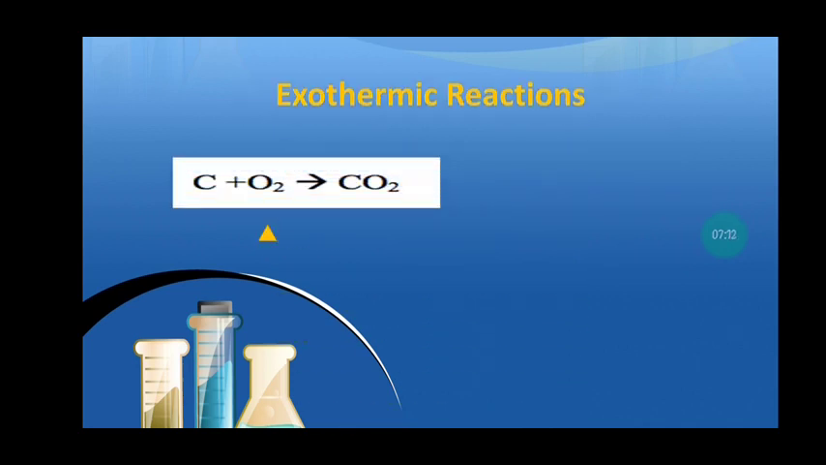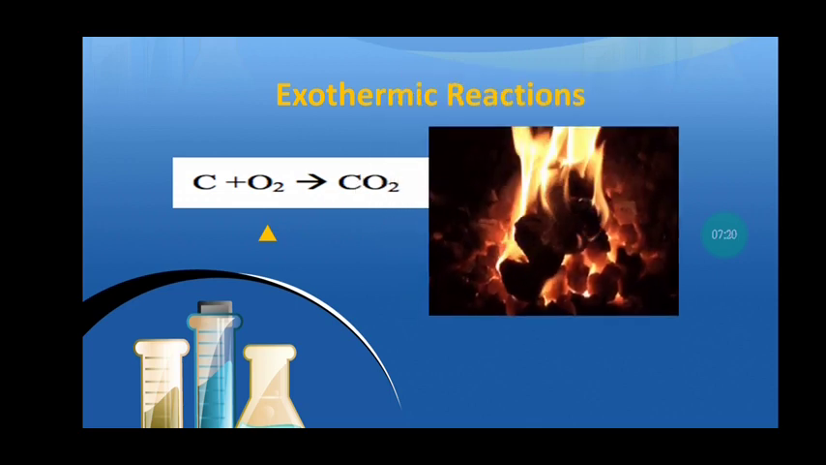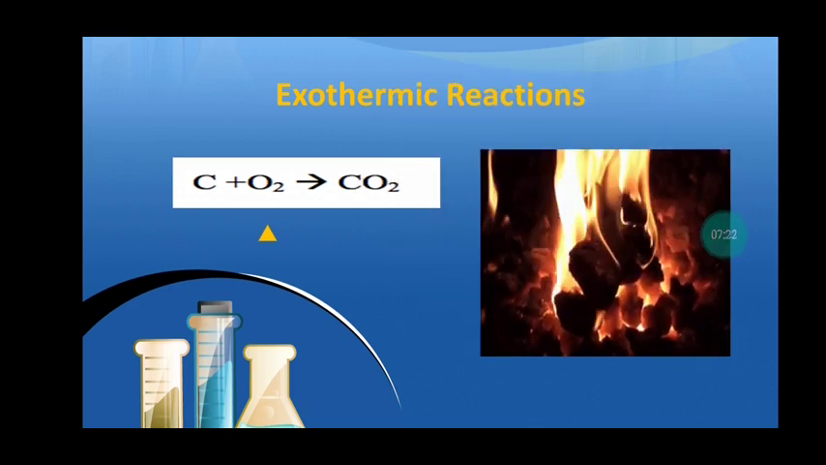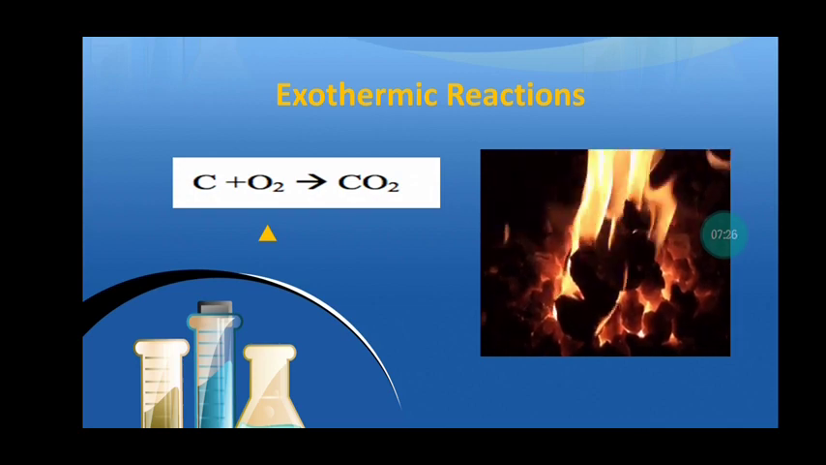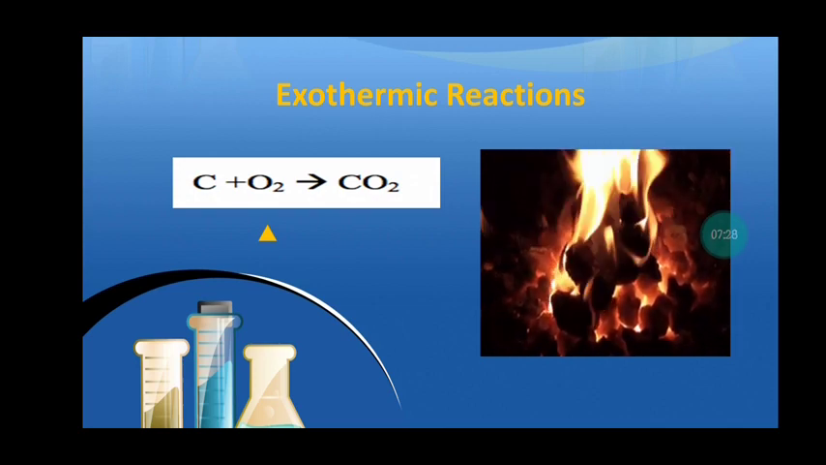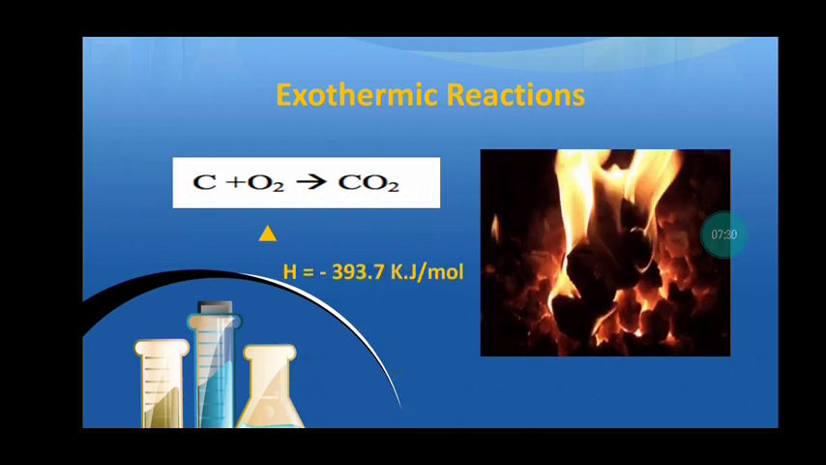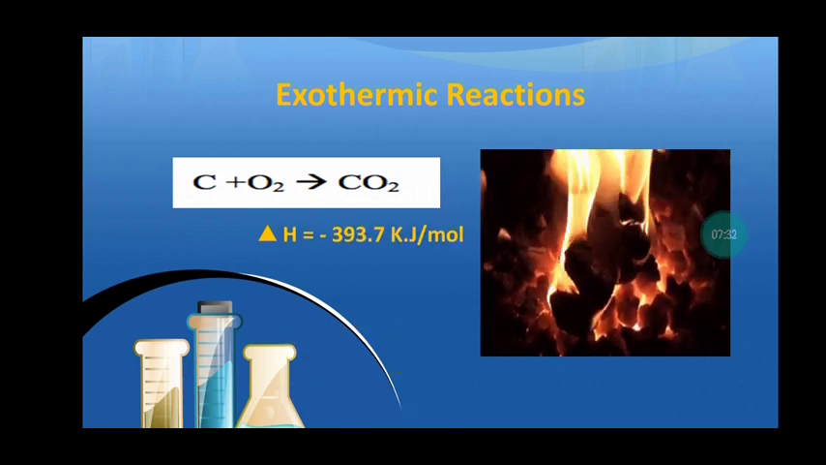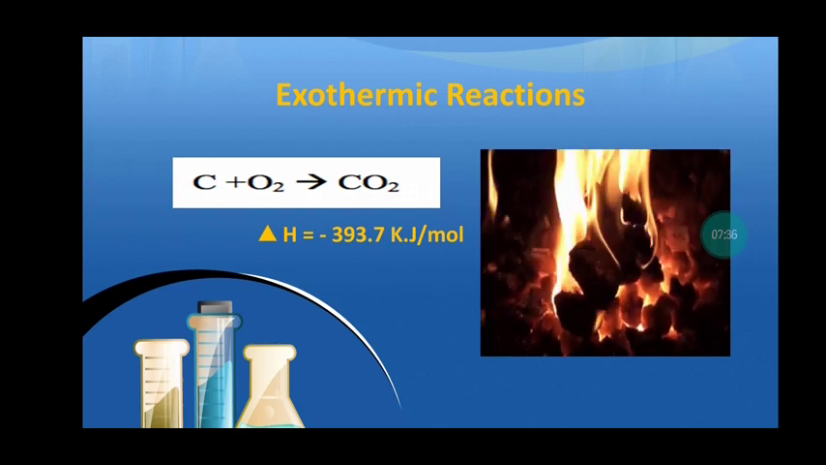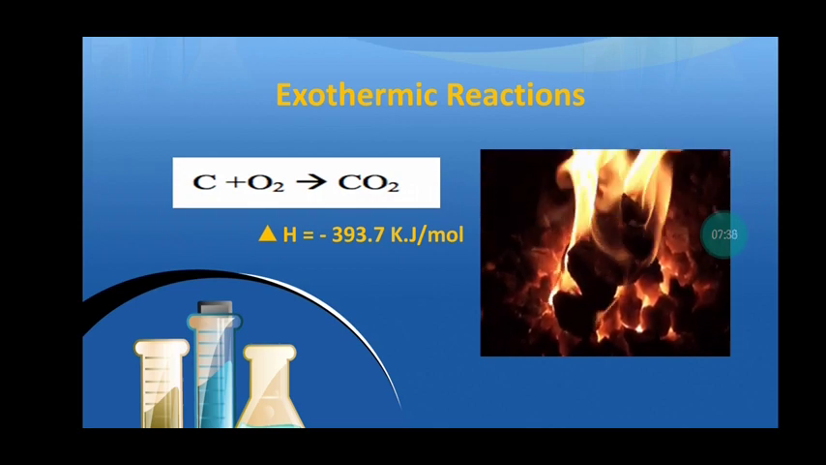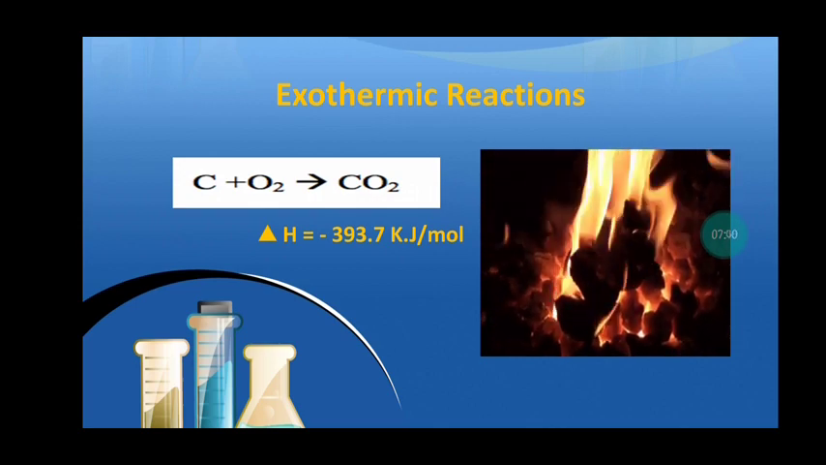Now we have to check the examples of exothermic reactions. There are so many, but I have listed only three. First one is combustion of coal. Whenever carbon is allowed to burn in the presence of oxygen, it results in the formation of carbon dioxide. And for this reaction, the amount of delta H is minus 393.7 kilojoules per mole.